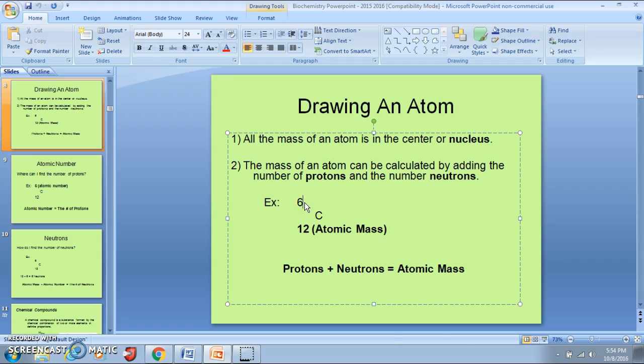6 refers to the number of protons, which is what makes it carbon. And 12 is going to be the atomic mass. So we've taken 6, the number of protons, and added it to the number of neutrons, which in this case is 6, and we've gotten the atomic mass, 12.